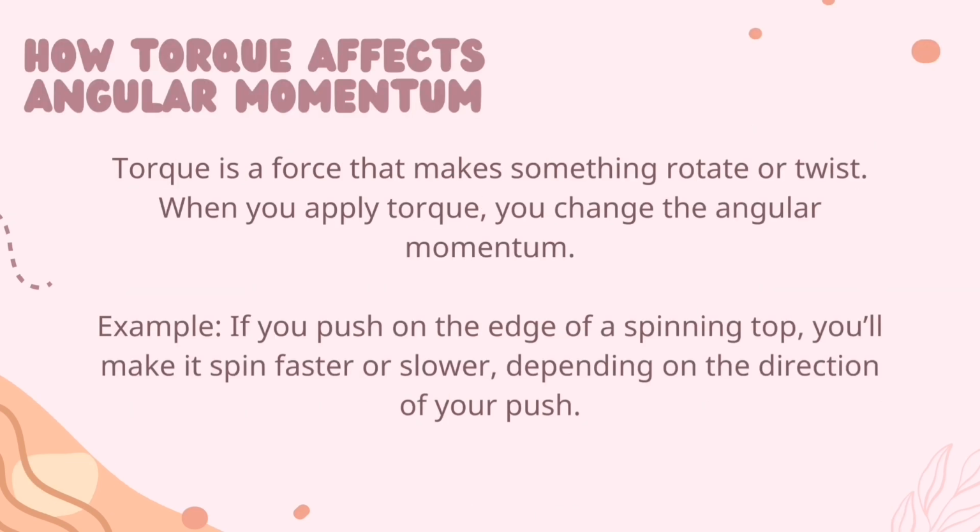How does torque affect angular momentum? Torque is a force that makes something rotate or twist. When you apply torque, you change the angular momentum. For example, if you push on the edge of a spinning top, you'll make it spin faster or slower, depending on the direction of your push.